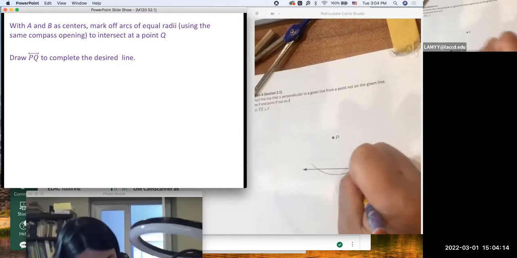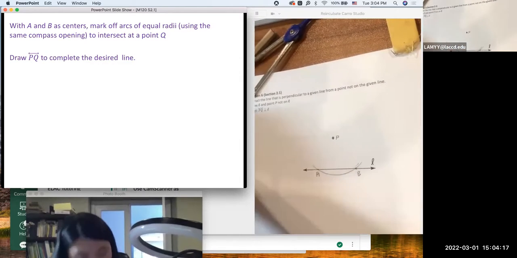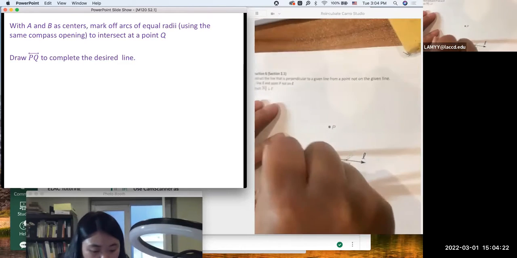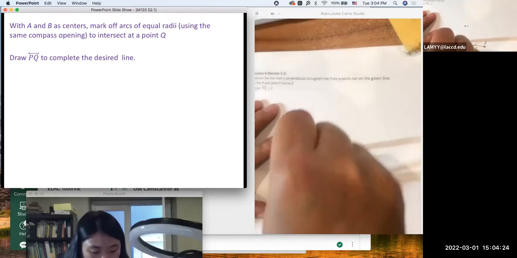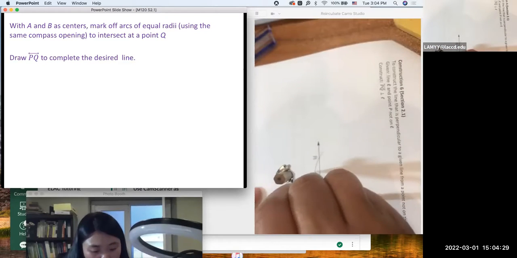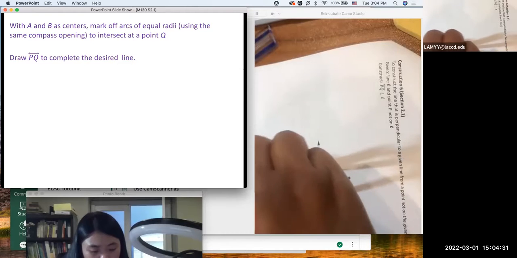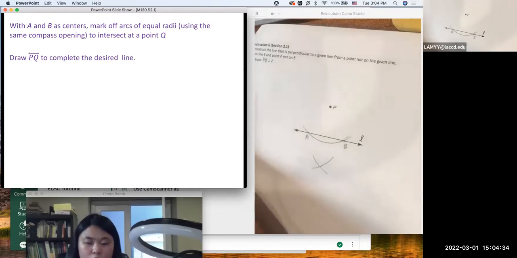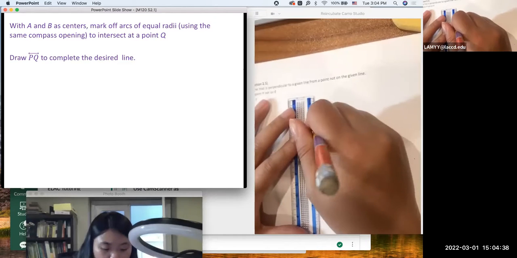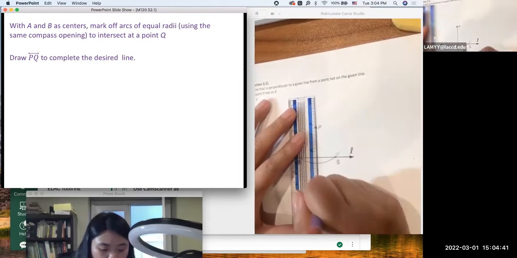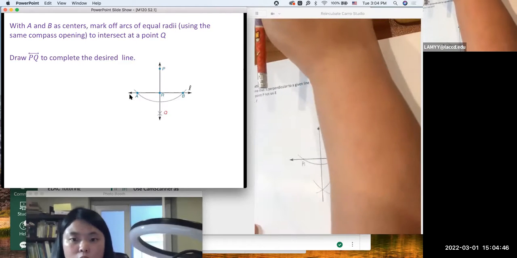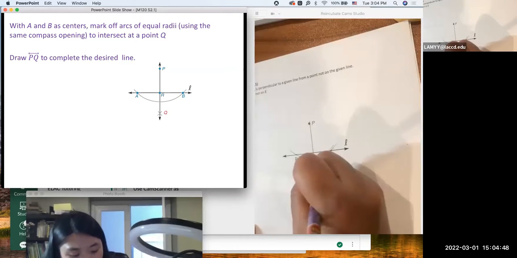Okay, so this is gonna be point B. This is gonna be point A. Then use the same radius, another arc. Okay, connect this part here. And we call that the Q.